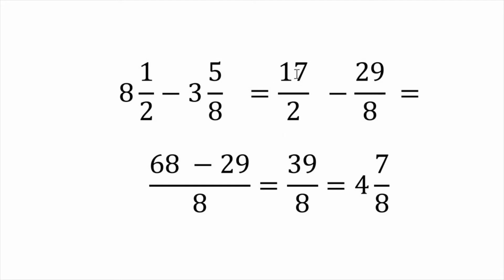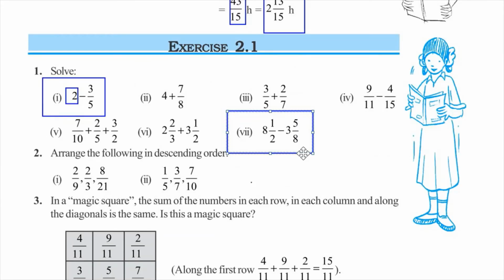Next, we have to find the like fraction form of 17/2. We can just convert 2 into 8 by multiplying it by 4. Therefore, we need to multiply the numerator also by 4, that is 2 4s are 8, therefore 17 4s are 68. So we'll get the difference as 39. The answer is 39/8, and to convert it into a mixed fraction, we need to divide 39 by 8, and the nearest whole number is 4. The remainder is 7. The denominator, we copy it as it is. So this is the answer for the 7th one.